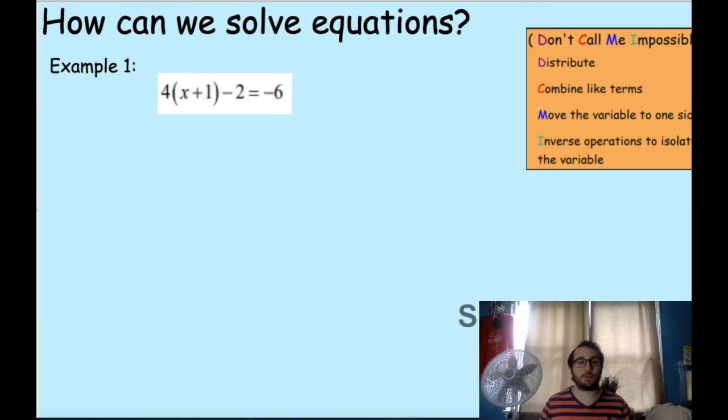All right, so let's do this. Again, if you can solve this on your own, just do it quickly. Move on to the next question.